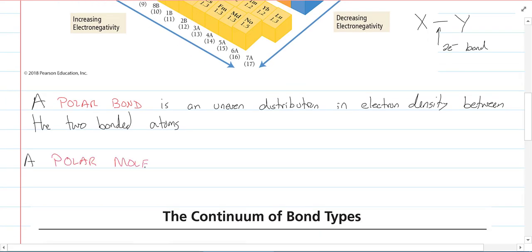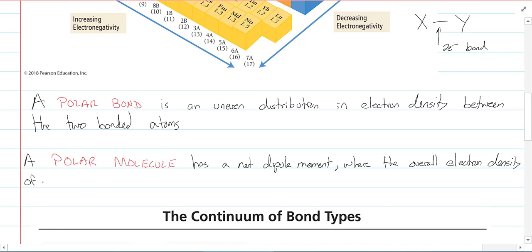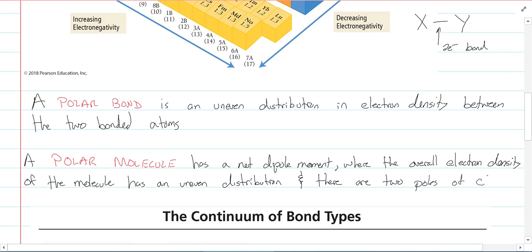A polar molecule has a net dipole moment, where the overall electron density of the molecule has an uneven distribution and there are two poles of charge. So both shape and electronegativity play a role in this polarity. And we'll get to that once we cover the shapes.